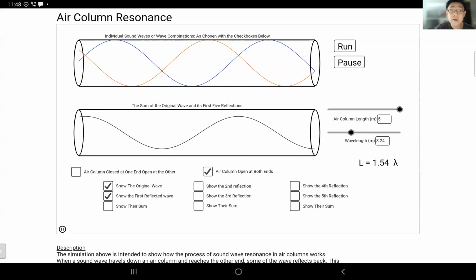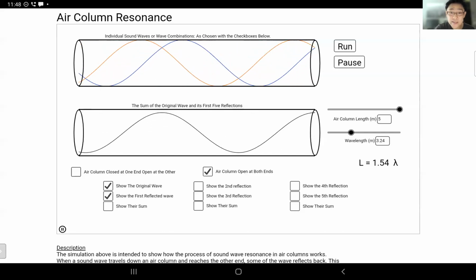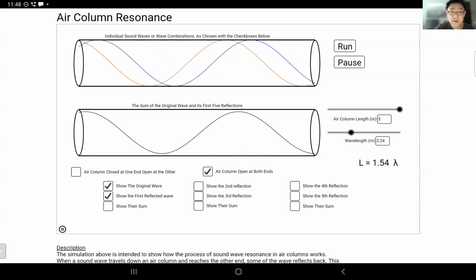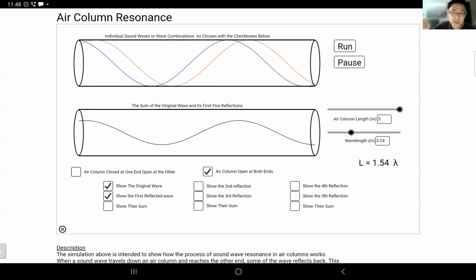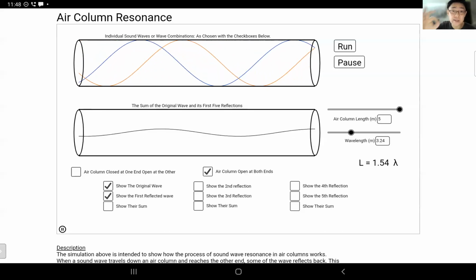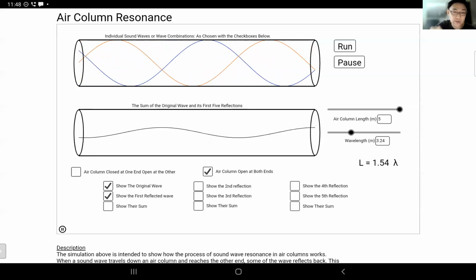See, this has a higher resultant wave. So this one is the one that is going to tend to last longer, and it's going to give you a louder sound. So that's why the sound coming out from a pipe instrument like this is going to give you this wavelength.